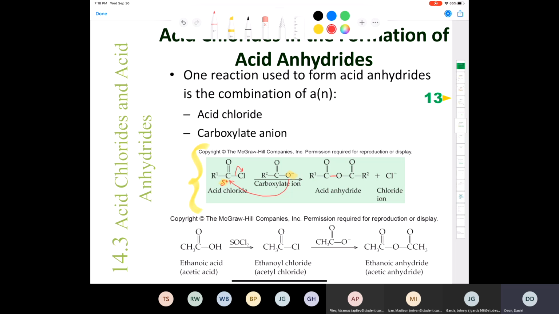Now you might be wondering, how would I make an acid chloride? I think this will be the last reaction that we'll look at tonight: if you take the analogous carboxylic acid and you treat it with SOCl2, you end up with the acid chloride. SOCl2 is called thionyl chloride. So take a carboxylic acid, treat it with thionyl chloride, get the acid chloride, then you can react that with a carboxylate and make an anhydride. Pretty neat, huh? Very interesting chemistry.